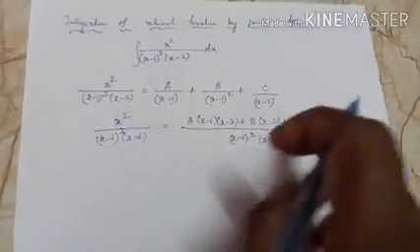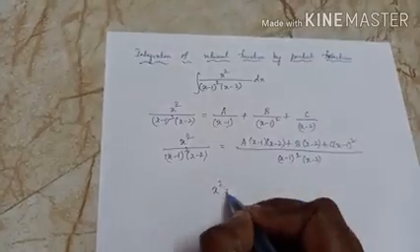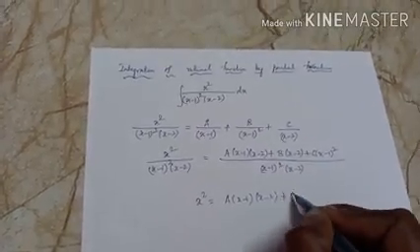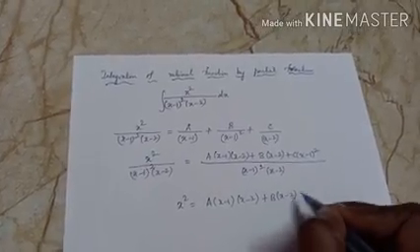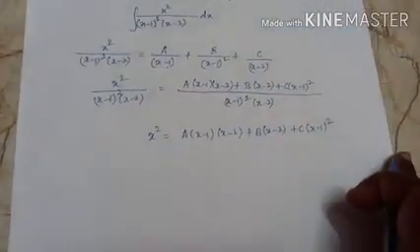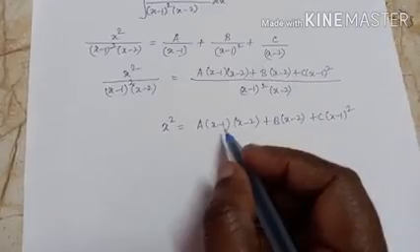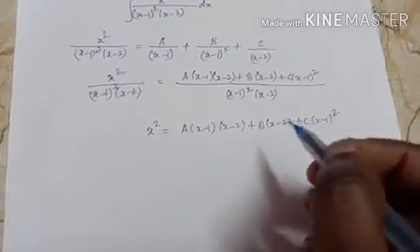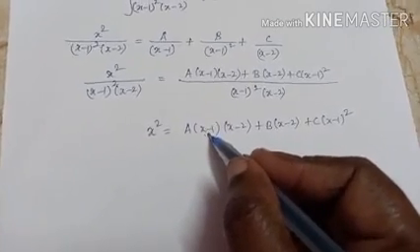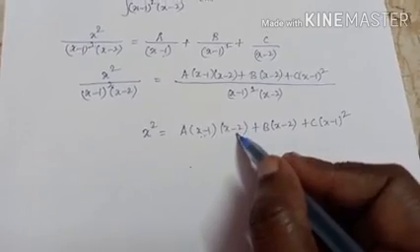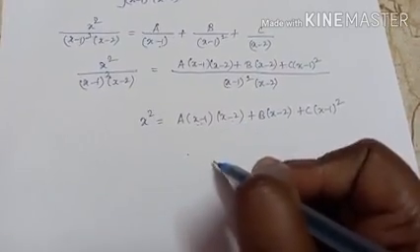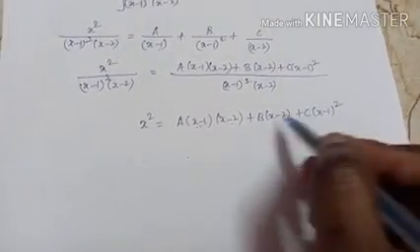So numerators are equal. x square is equal to a into (x minus 1) into (x minus 2), b into (x minus 2), c into (x minus 1) the whole square. Give values to x and find the unknowns a, b, c. Put x minus 1 equal to 0, so x equal to 1. x minus 2 equal to 0, so x equal to 2. So these two will give the same.